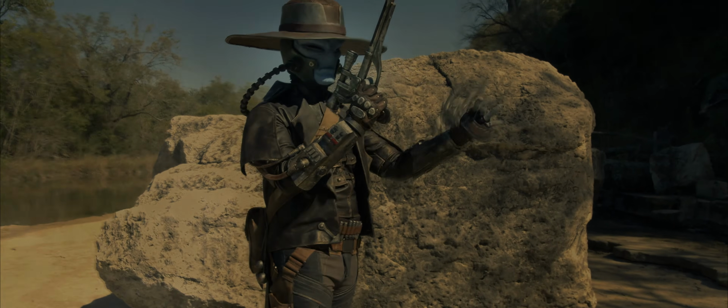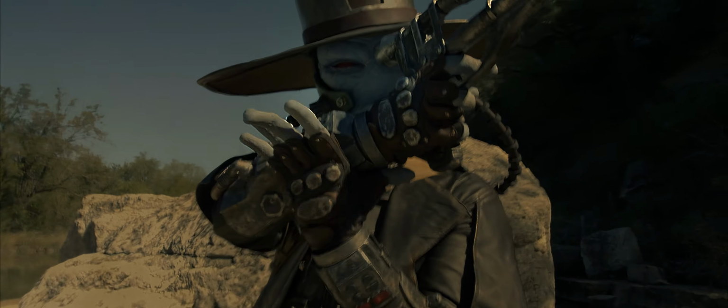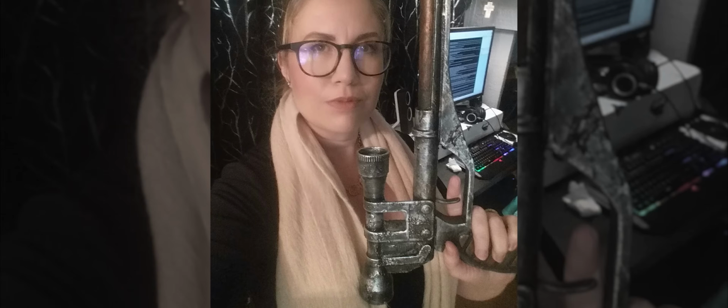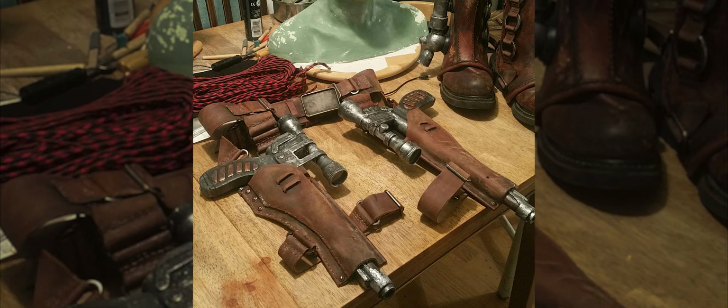I made kind of everything on the guns bigger to accommodate the length of his fingers so that the fingers could go in and out and maneuver with those blasters in the way that they should.